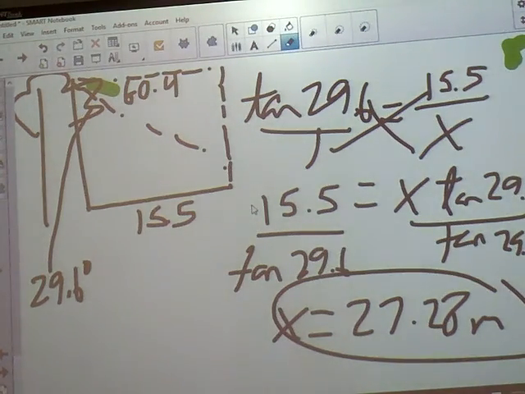Okay, we got one more in just a second where we've got a flagpole. Also, a tree and the flagpole are pretty common. A ladder leaning against a house is a common one. We'll look here at the flagpole next. Are you good on that?